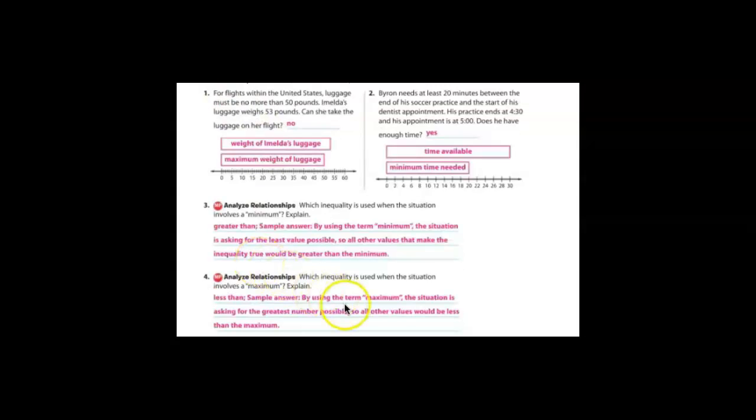Okay, if there's a maximum number and nothing above that number will work, then we're going to be focusing on less than. And I would also say that less than and equal to might be a better description. So if it's a maximum, then anything less than that maximum number is going to work out perfectly fine, but all other values that are more than that number will not work. In the situation in which we cannot bring more than 50 pounds on for your luggage, 53 would be too much, and so anything less than would be better.